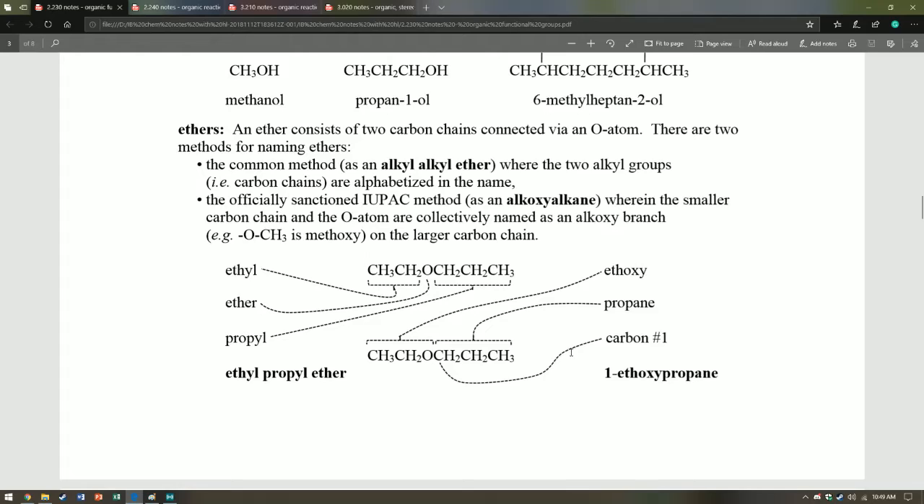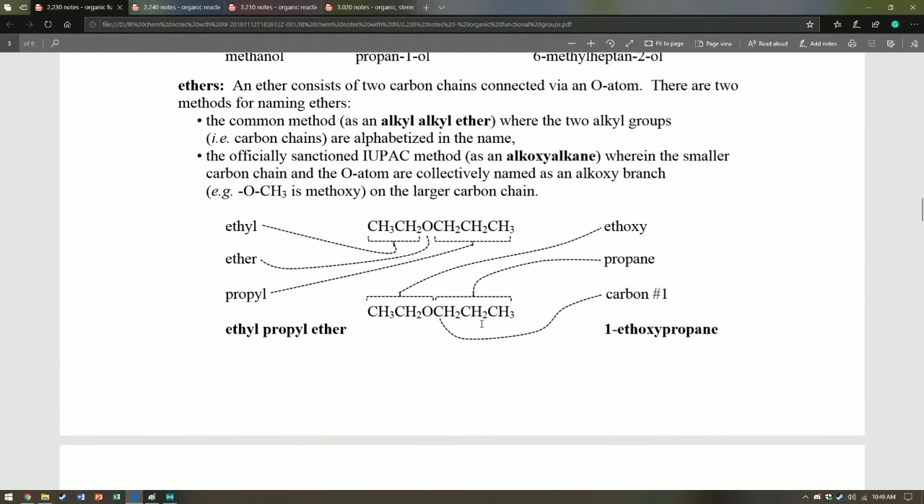Whereas if we go via the new naming, the officially sanctioned IUPAC method, this is a propane 1, 2, 3, and then this is the alkoxy branch. So ethoxypropane, eth meaning two carbon atoms, oxy meaning an oxygen atom at the end of them, and then propane indicating the longest continuous chain.